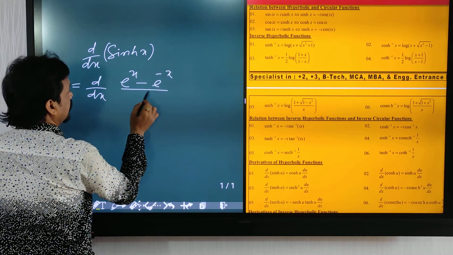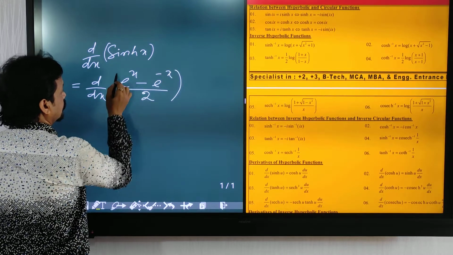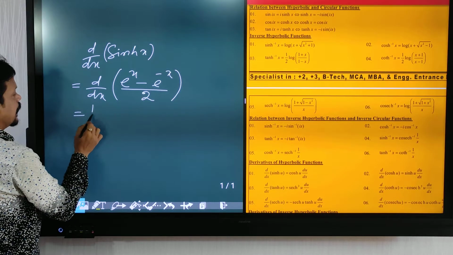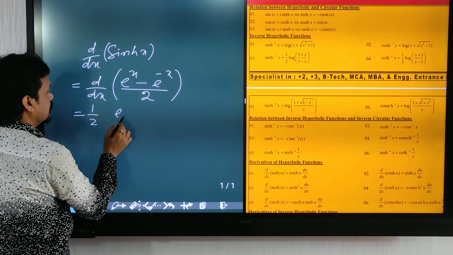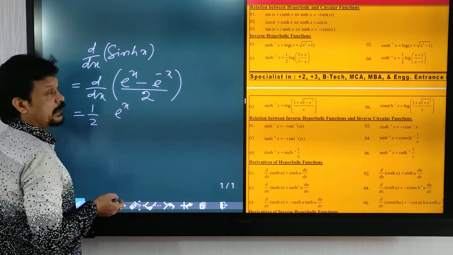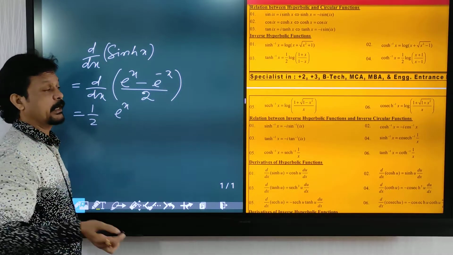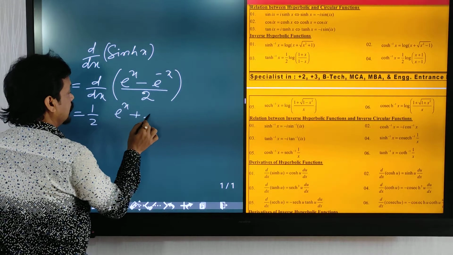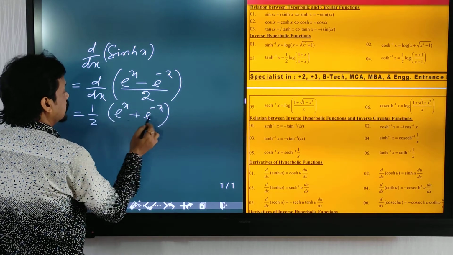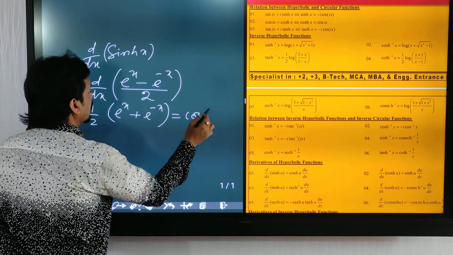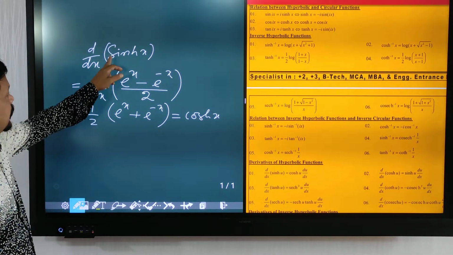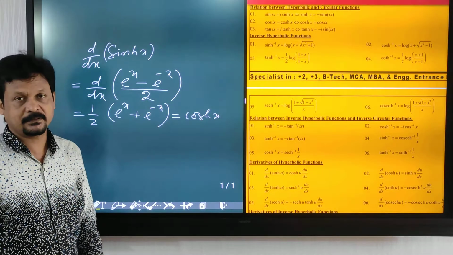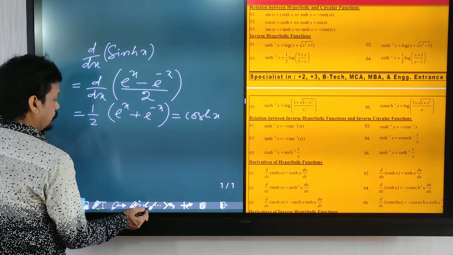And take half outside. The derivative of e to the power x is e to the power x, and the derivative of e to the power minus x is minus e to the power minus x, so it will become plus e to the power minus x. And this is nothing but cosh x. Is that clear? That means the derivative of sinh x is cosh x.